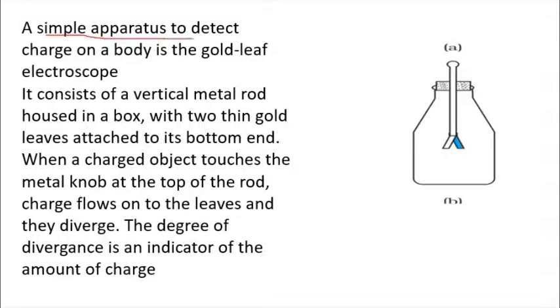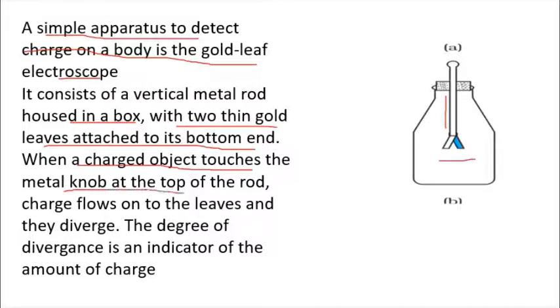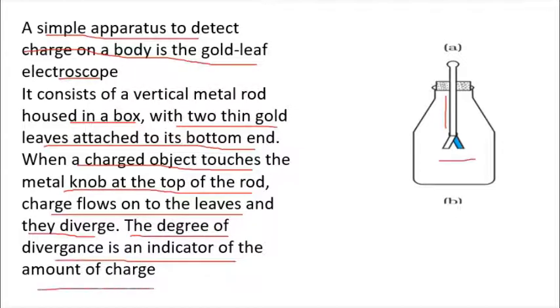A simple apparatus to detect charge on a body is the gold leaf electroscope. It consists of a vertical metal rod housed in a box with two thin gold leaves attached to its bottom end. When a charged object touches the metal knob at the top of the rod, charge flows onto the leaves and they diverge. The degree of divergence is an indicator of the amount of charge.